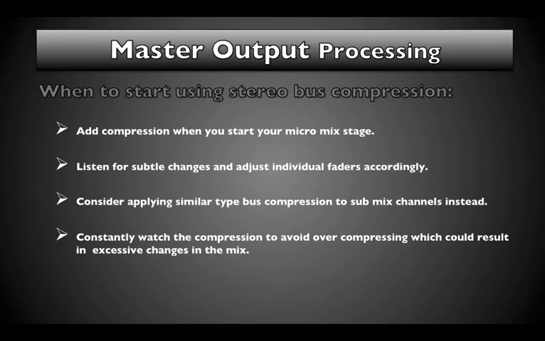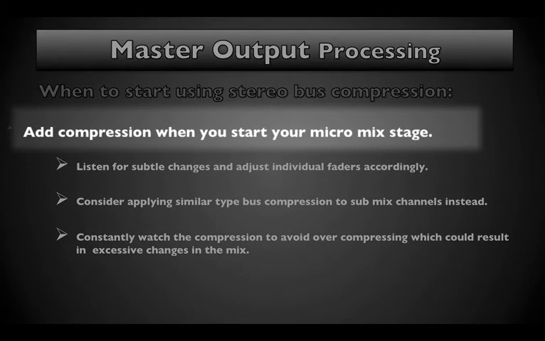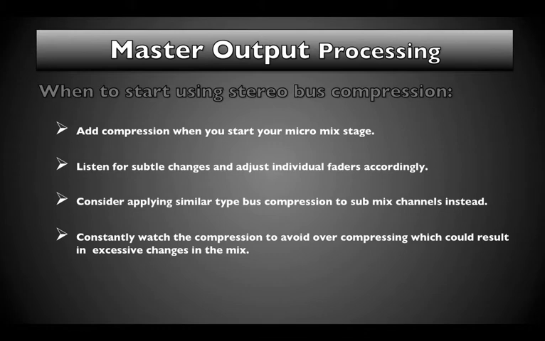So when do we want to start using master output processing? Well, applying compression to your master output during macro mixing will affect the way you mix. Now that you're closer to a final result, we can start adding a little bit of dynamic processing right in your micro mixing stage. So start with a little bit of EQ, a little bit of compression, a limiter, and listen for the subtle changes that will happen.